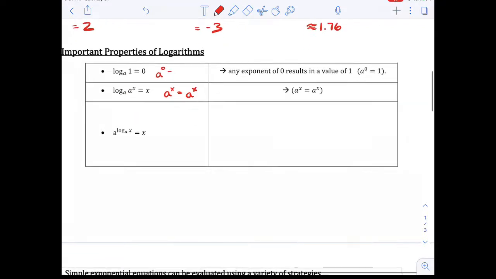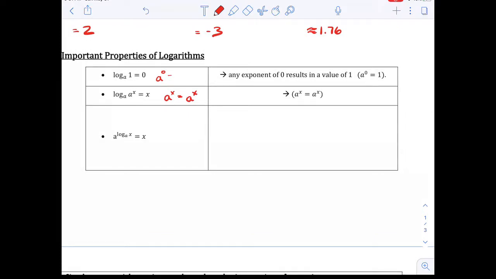And finally, the last one that we have here, if we have a raised to the power of log_a x, that just means the answer is x. That's our answer, whatever's the part that's left. If I'm ever given this, the answer is whatever's on the end.